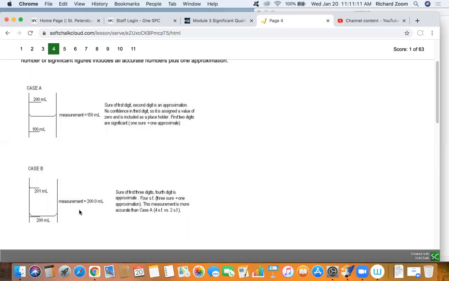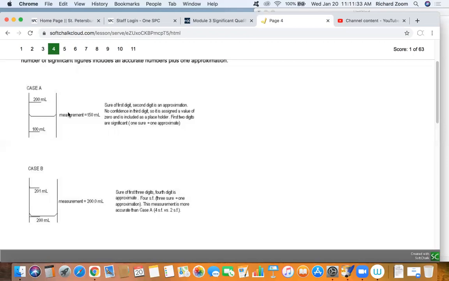In case B, you'll see that this is a whole lot more accurate because we've got 200 mil graduation, then a 201 mil graduation. We can be sure of the first 3 digits, the 200. We know it's 200 point something, but it could be 200.0 or 200.1. So we're not really sure of this last digit.